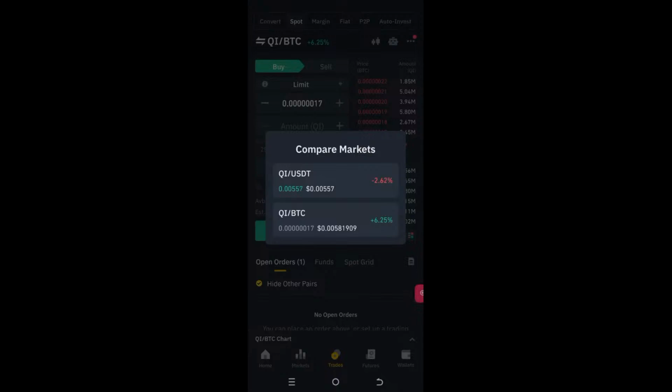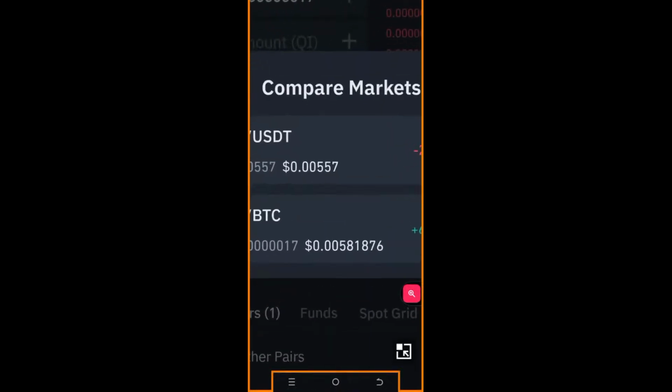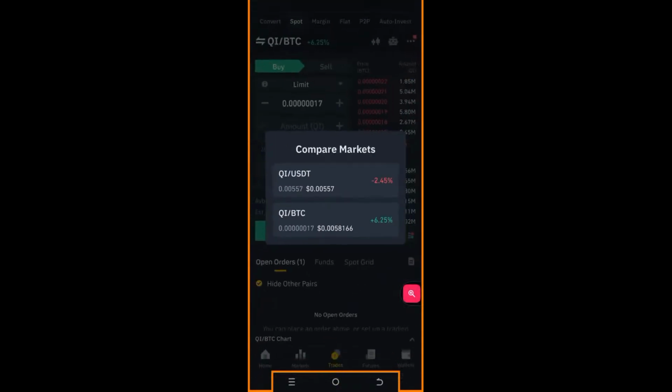Let me magnify this for you to see. You'll see that QI BTC is 0.058, while QI USDT is 0.0055. So obviously we know that the cheaper one is USDT, so we're going to start with that.